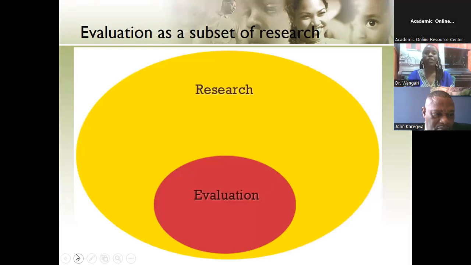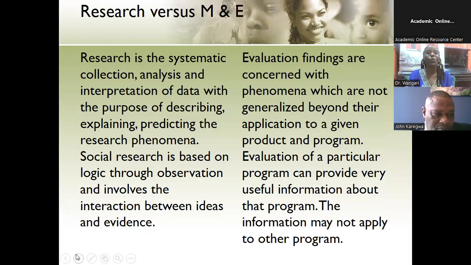And then we can also talk about evaluation as a subset of research. Now, I'm not going to go into all the philosophical debates, just going to dwell very briefly on distinguishing the two. This is especially for those of us joining the webinar today who may not be M&E professionals. So what is the difference between research and M&E? Research, on the one hand, is the systematic collection, analysis, and interpretation of data with the purpose of describing, explaining, predicting research phenomena. When we talk about social research, I'm a social scientist, we're talking about logic through observation and the interaction between ideas and evidence.